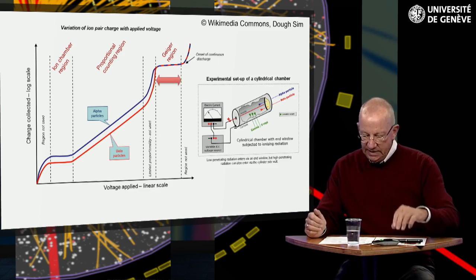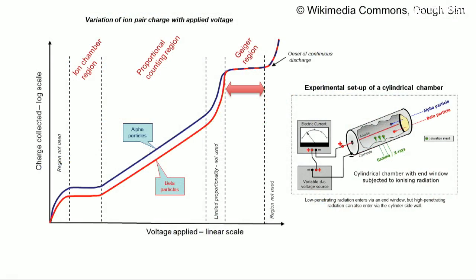A further increase in the electric field produces a permanent discharge, a short circuit between cathode and anode, which will eventually destroy the device.